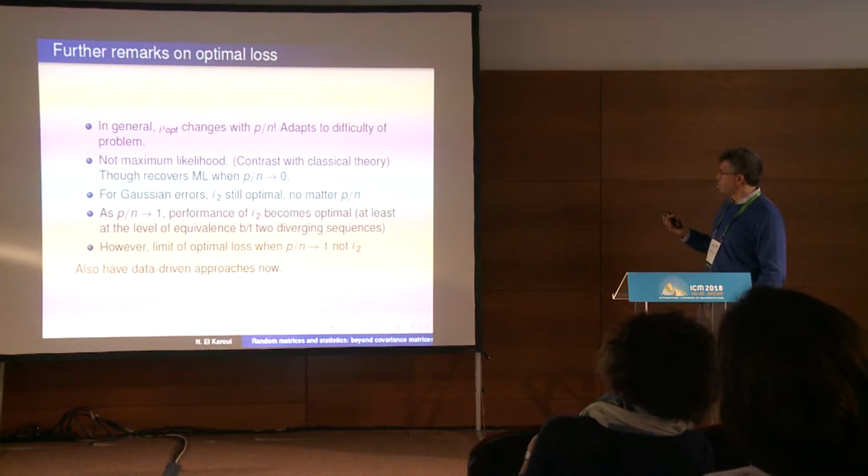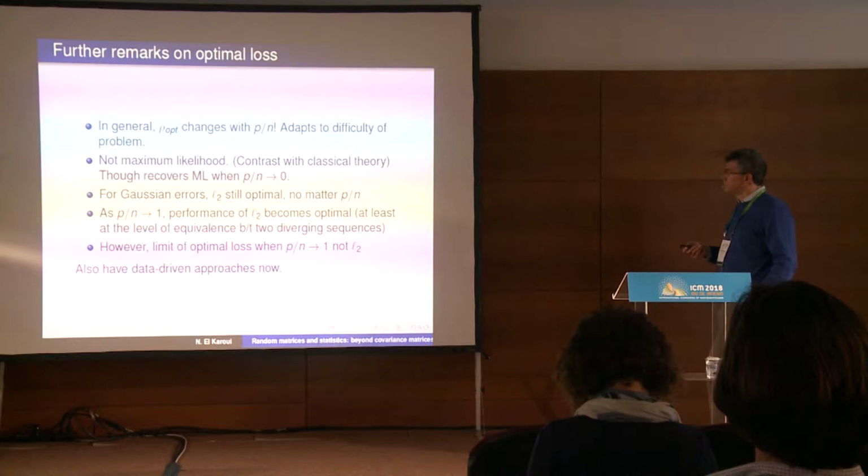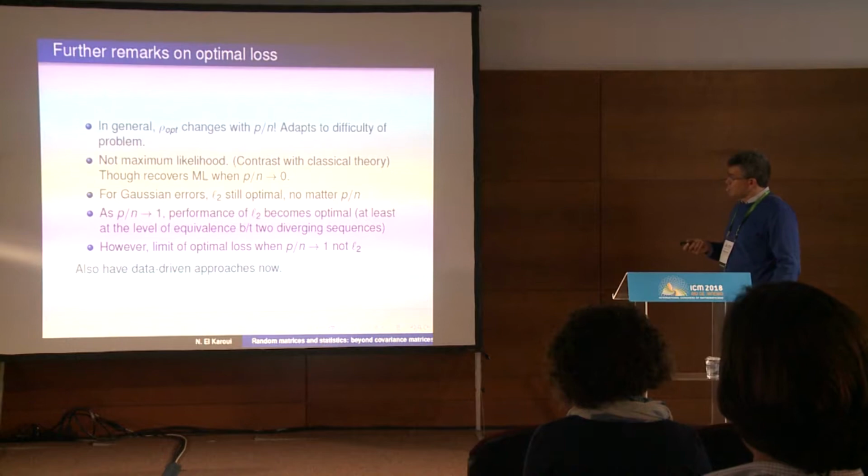What we found interesting about this is that in general this rho optimal changes with p over n. So that says that we should adapt the loss function to the difficulty of the problem. It's not maximum likelihood, so the classical optimality theory results just don't work and are in some sense misleading here. Though of course we recover maximum likelihood when p over n goes to zero.